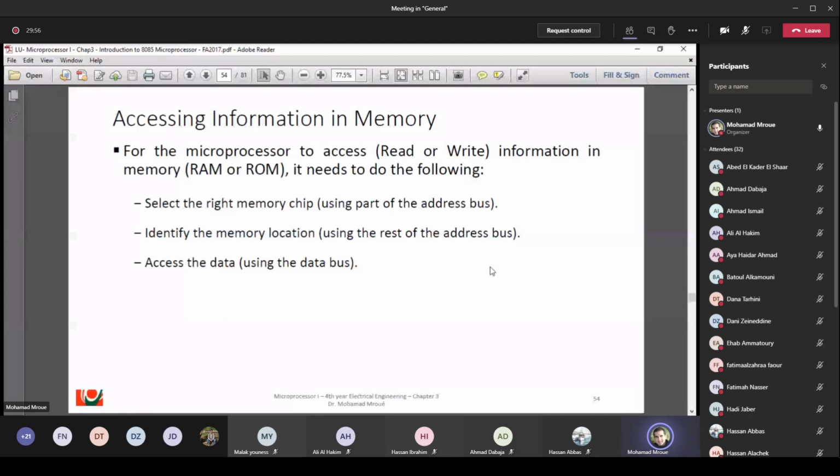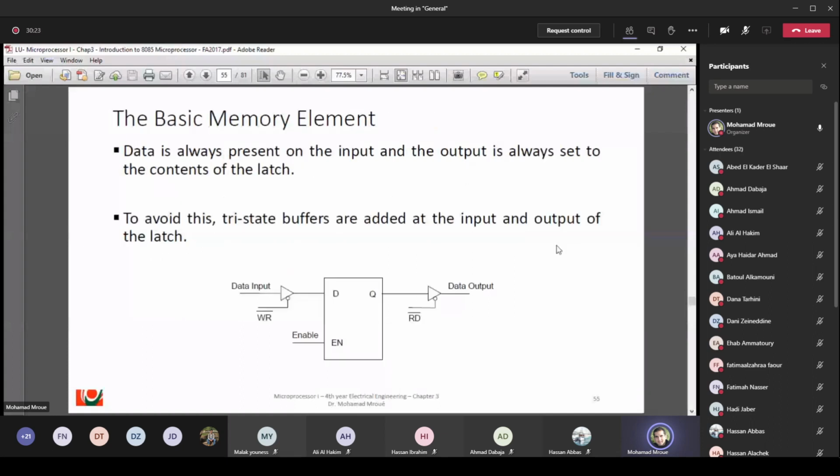So let's have an overview of the behavior of the basic memory element and how the architecture of memory is formed. So data is always present on the input and the output is always set to the contents of the latch. This is if you consider the basic memory element. To avoid this, tri-state buffers are added at the input and output of the latch.